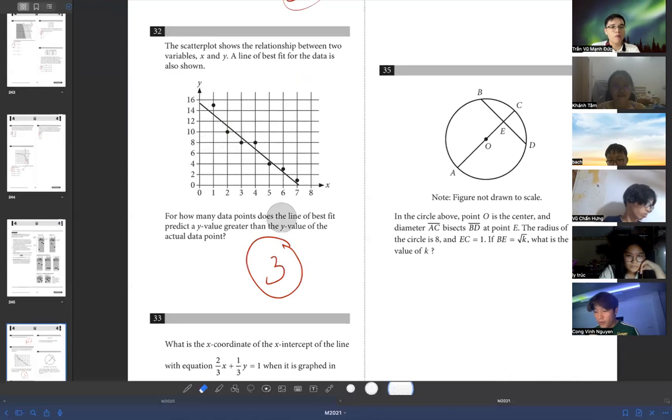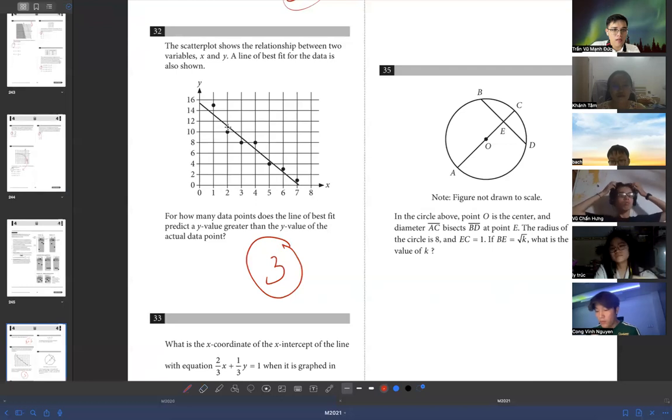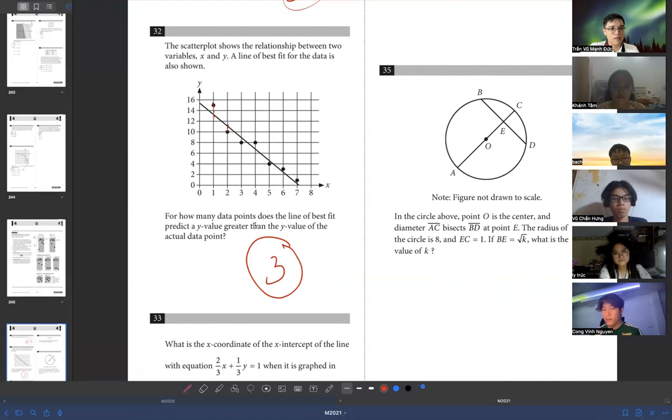If a line of best fit predicts a larger Y value, the actual line will be below. And if the line of best fit predicts a smaller Y value, the actual data will be on top. So in this case it will be an underestimate, and this case will be an overestimate. So there are 3. This goes the same as they are asking for how many data points are being overestimated by the line of best fit. They are the same thing.